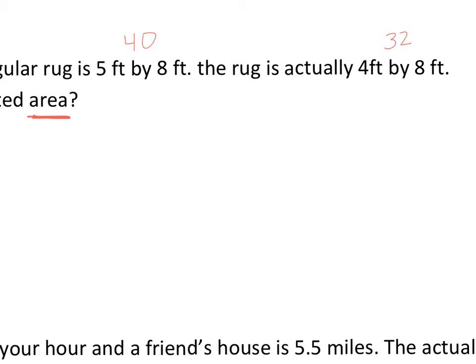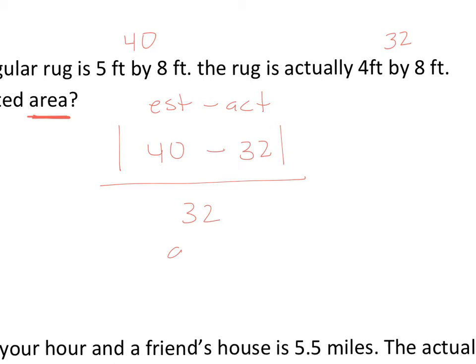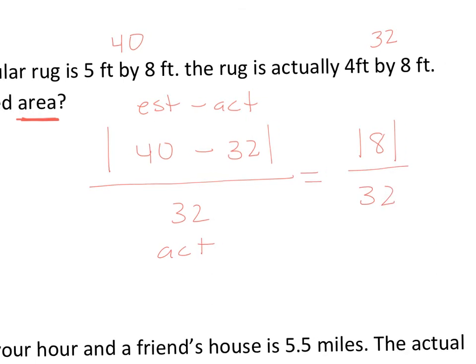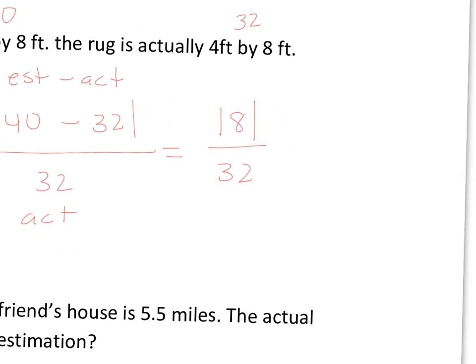Now, thinking about relative error, we have the absolute value of the estimate minus the actual. The estimated was 40 minus the actual, which is 32. Then you divide by the actual number, which is 32. First, we subtract on the inside and get 8. So right now I have the absolute value of 8 divided by 32. In this case, the absolute value of any number is going to be positive, so I have 8 divided by 32.